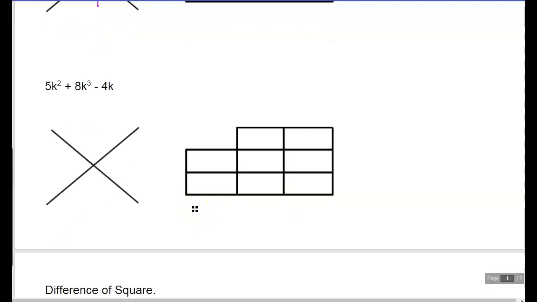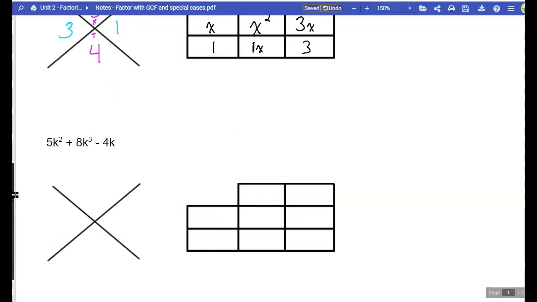All right, I'm going to start you off on this next problem. It has 2 typos in it, so I do apologize for that. This 2 should be a 4, and this should have a square on it. I don't know what I was thinking when I typed it, but anyway. If you notice, our numbers are 5, 8, and negative 4. They do not have a number in common. However, they do have a k in common, but I need to take the smallest power of k, which is k squared.